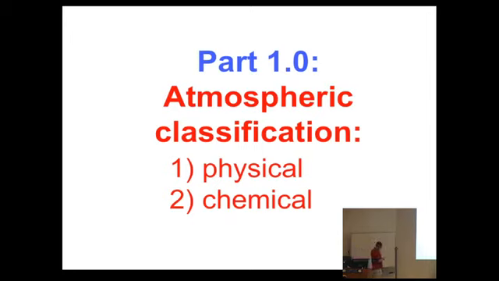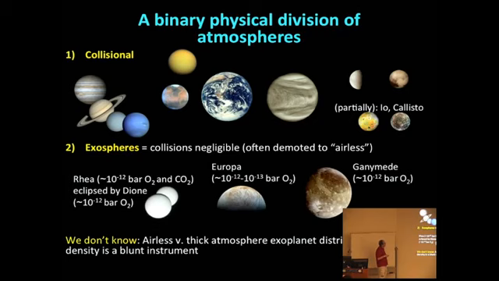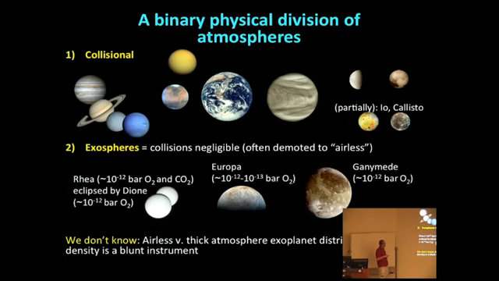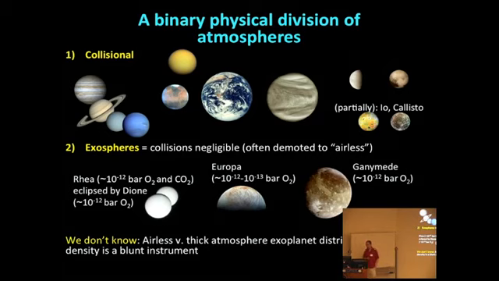I think it's probably useful to think in terms of physical classification and chemical classification. And the way I look at it, there are sort of two kinds of atmospheres. There's collisional ones and ones which don't have collisions. And frequently, certainly in planetary science, people who are concerned with thick atmospheres will refer to these sometimes as airless bodies, even though they actually have exospheres around them.